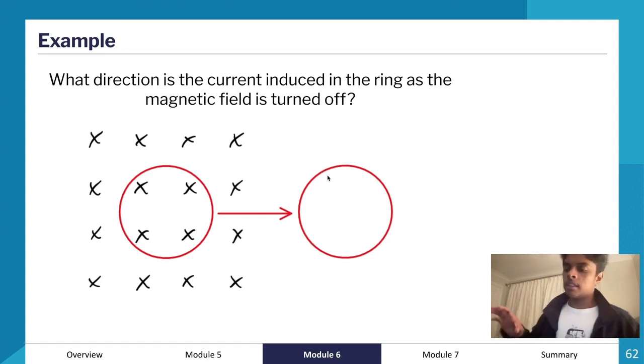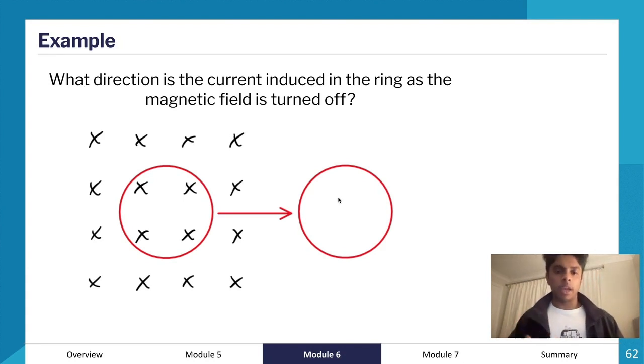To generate that, I will point my thumb into the page and see in which direction my fingers turn. My fingers turn clockwise, and so I will induce a current in the clockwise direction. And this will induce a magnetic field going into the page, which will be the way of opposing the change that it's experiencing. So that is that particular example.